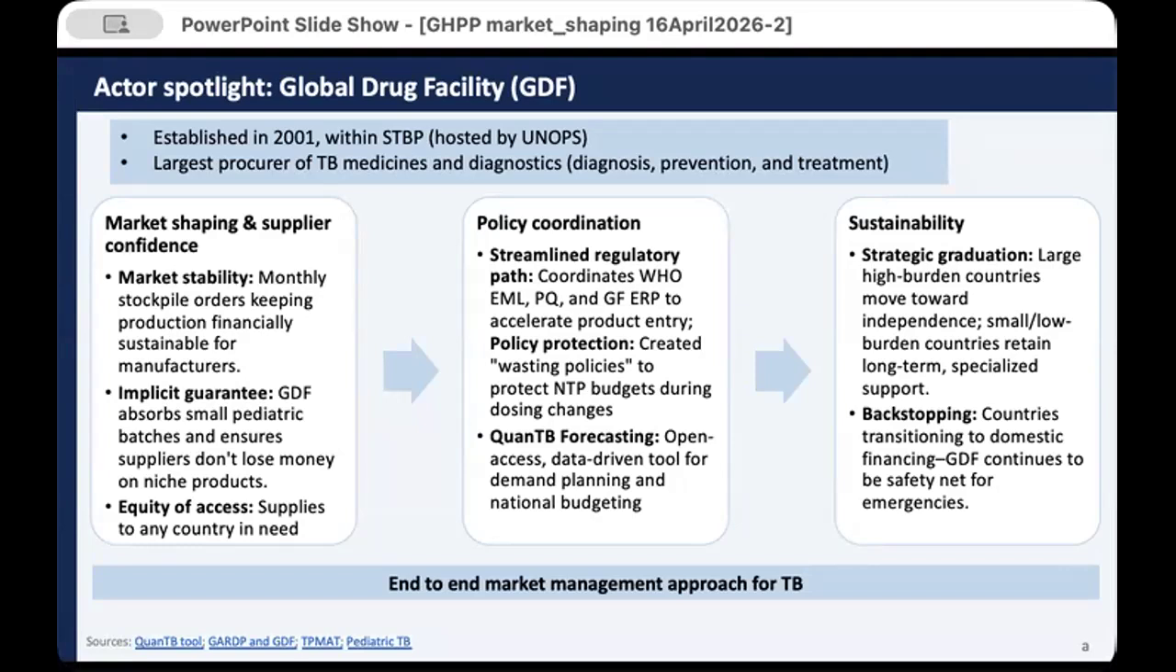Second, policy coordination. GDF coordinates across the WHO essential medicines list.